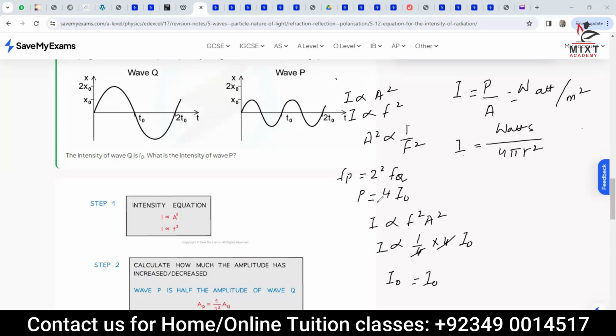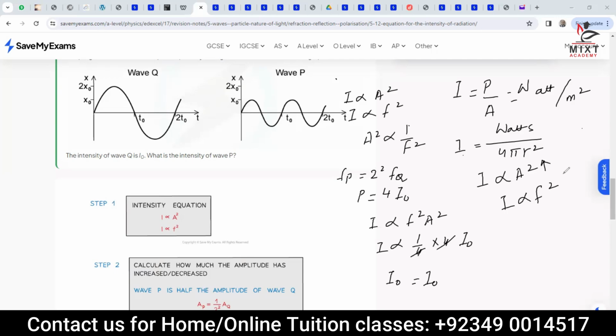So we give it a name called inverse square law, which is I directly proportional to 1 upon r square. Then we have seen a different ball game, that I is directly proportional to amplitude square and I is directly proportional to frequency square. But we have seen another thing as well, that amplitude and frequency are inversely related.